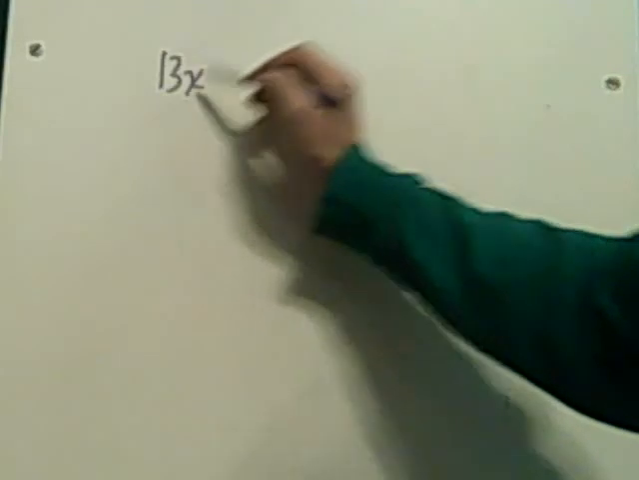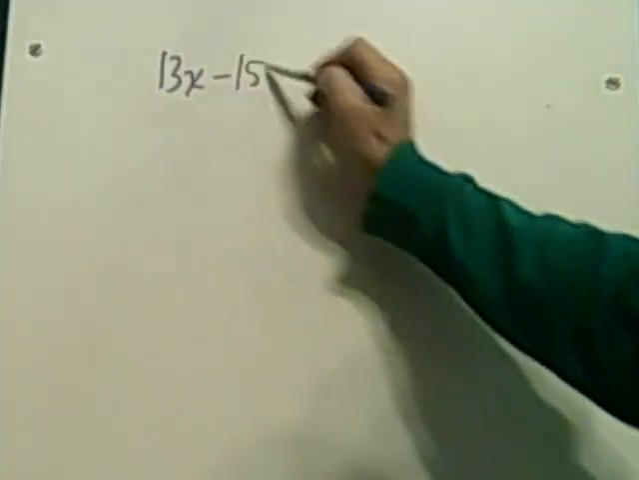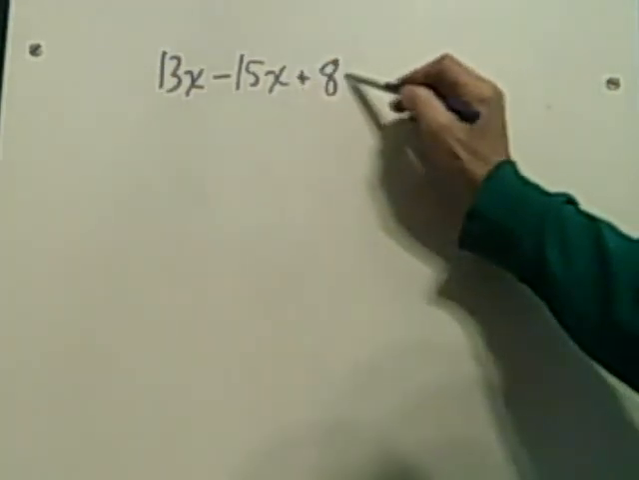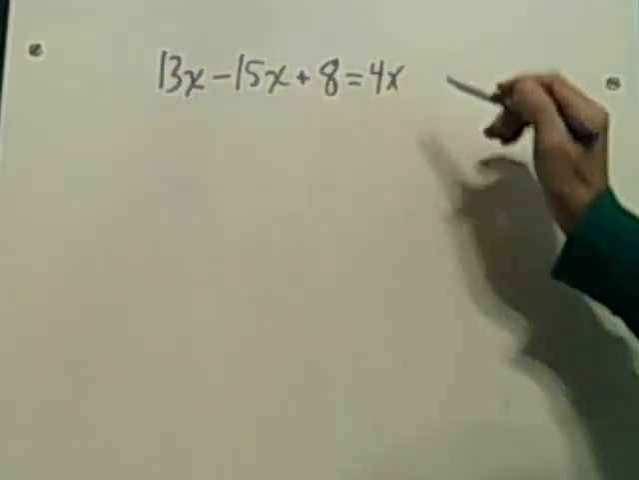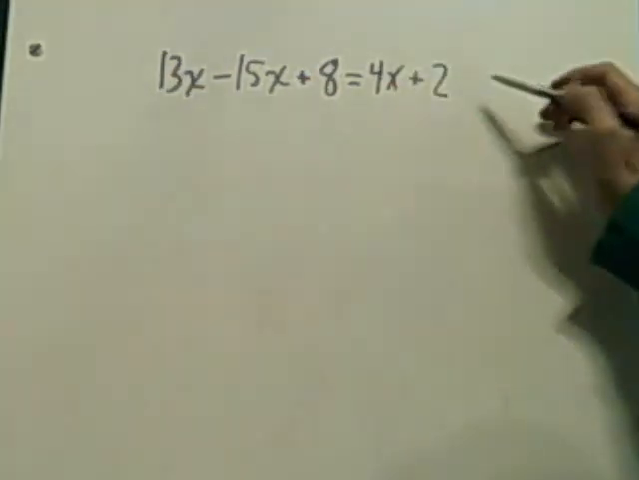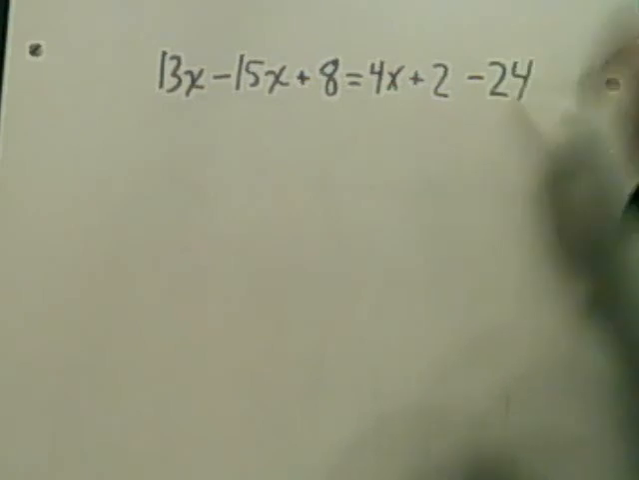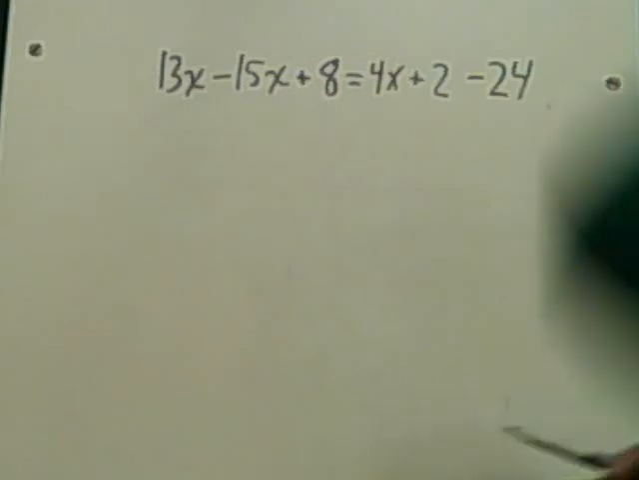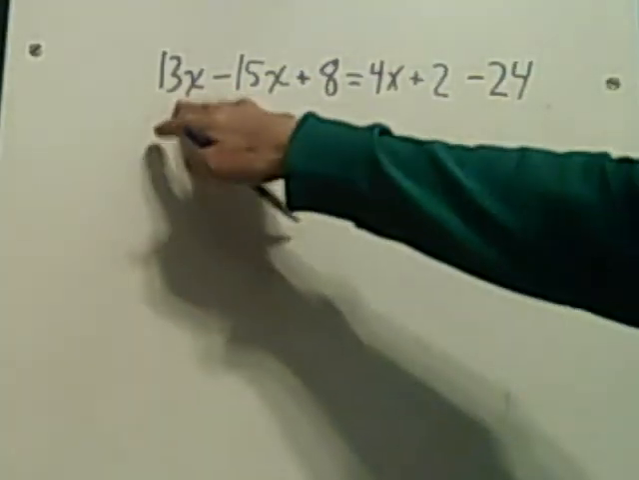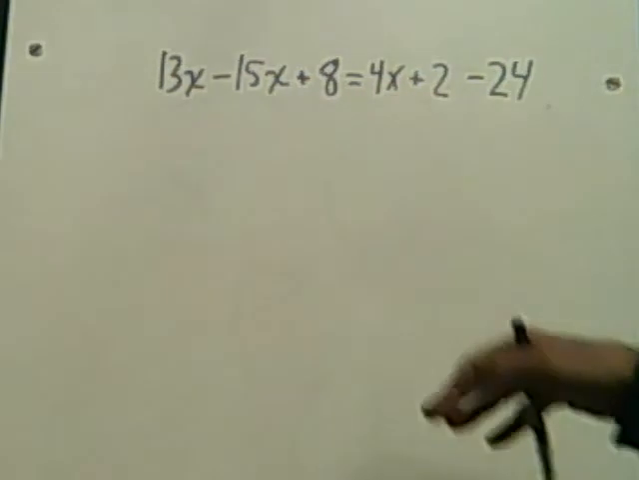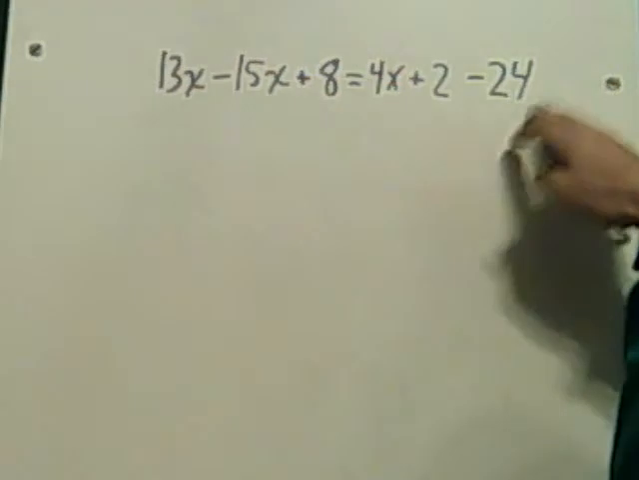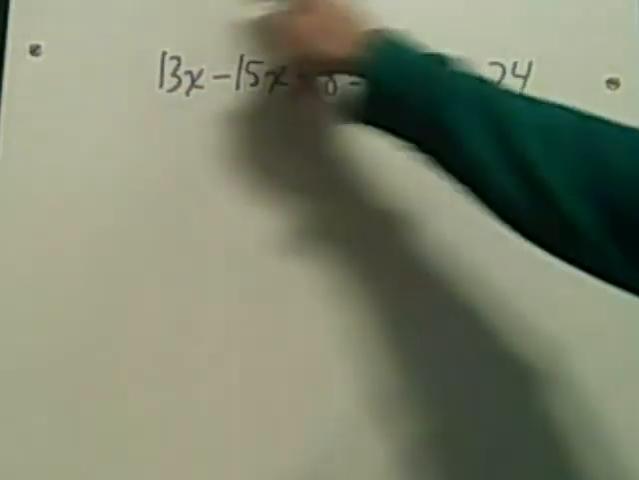Okay, here we go. 13x minus 15x plus 8 equals 4x plus 2 minus 24. So the idea on this is to try to group like terms together, when you have a lot of terms with the x and you have terms without the x. So we'll put all the terms with the x on this side and the terms without the x on the other side. So we'll put the 4x on this side.